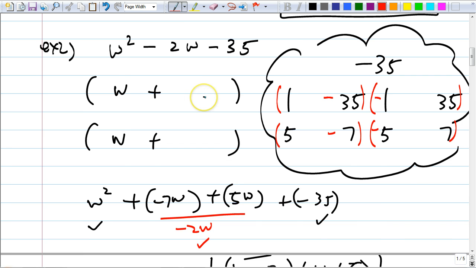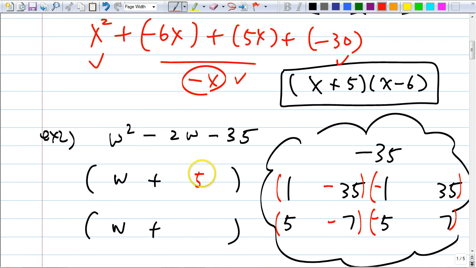So I put 5 and negative 7. Would you all agree? Yep. Could I put negative 7 and 5? Does it matter? No, it doesn't matter. So we should check. What's W times W, class? W squared. That's good. So what about 5 times negative 7? Of course, it's negative 35. We want negative 35.